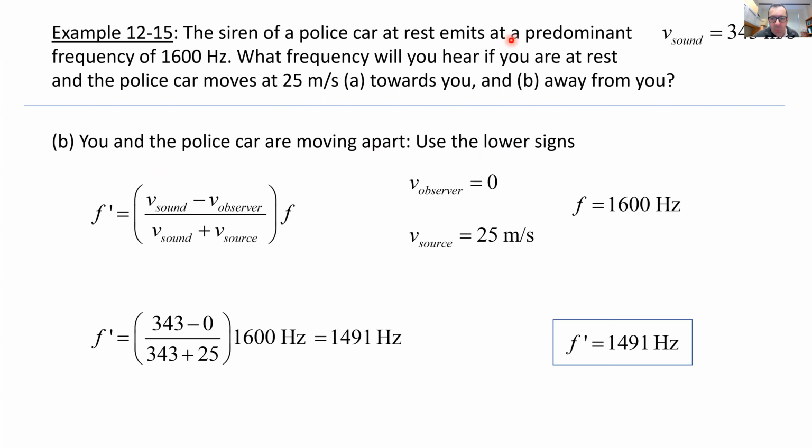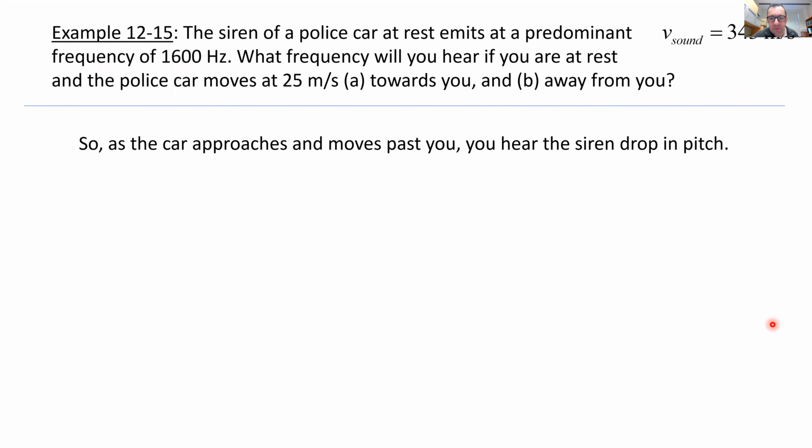So when the police car moves away from you, you hear a pitch that's lower than the frequency of the siren if it were not moving. All right, so as the car approaches and moves past you, you hear the siren drop in pitch, which I think most of you are familiar with. Specifically, we can calculate it. It goes from 1726 hertz down to 1491 hertz in this case. All right, so next time you hear a siren go by, I would like you to remember fondly your physics class, because we calculated the Doppler effect.